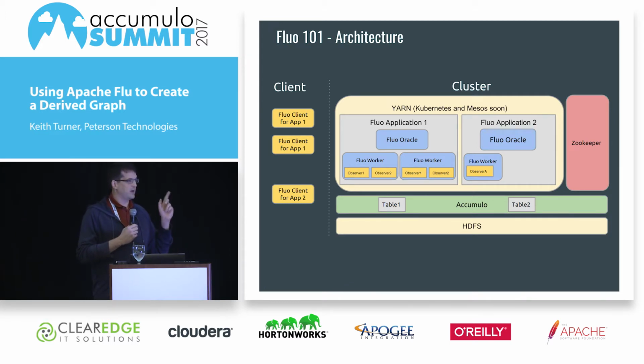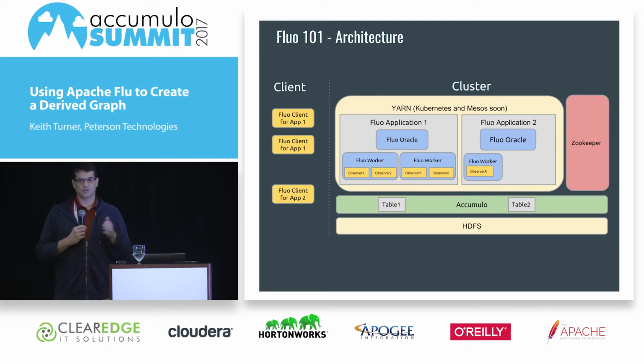And right now, with the current release of Fluo, there are two ways you can run it. You can go to each process and start a Fluo worker and start an Oracle somewhere. Or you can use Yarn to automatically spin up Fluo workers and the Oracle across the cluster. In the next release, Fluo 1.2, we're working on the ability to support Kubernetes and Mesos for running Fluo.